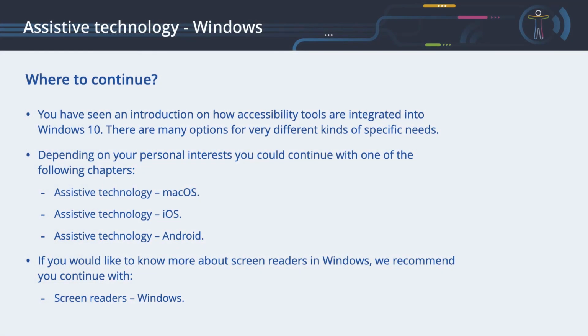Where to continue? You have seen an introduction on how accessibility tools are integrated into Windows 10. There are many options for very different kinds of specific needs. Depending on your personal interests, you could continue with one of the following chapters: Assistive Technology, macOS; Assistive Technology, iOS; Assistive Technology, Android. If you would like to know more about screen readers in Windows, we recommend you continue with Screen Readers, Windows.